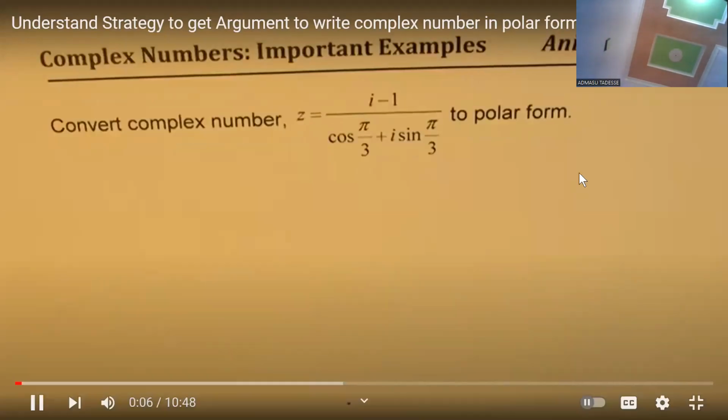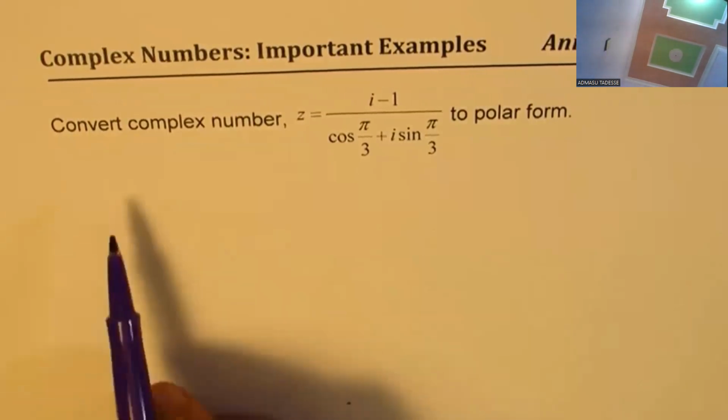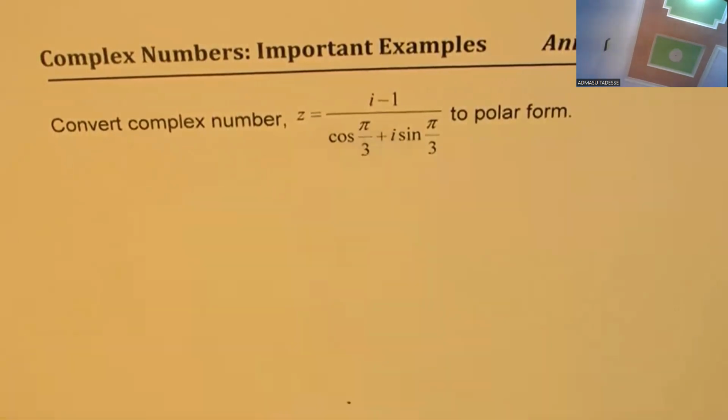Here is a very important question which has been asked in previous test papers. Let us see how to solve such a question. We need to convert the complex number z equals (i minus 1) divided by (cos pi by 3 plus i sin pi by 3) to polar form. You can always pause the video, answer the question, and then look into my suggestions.